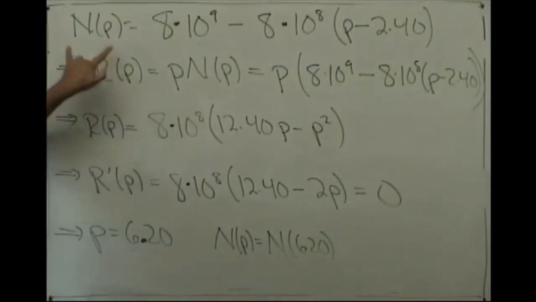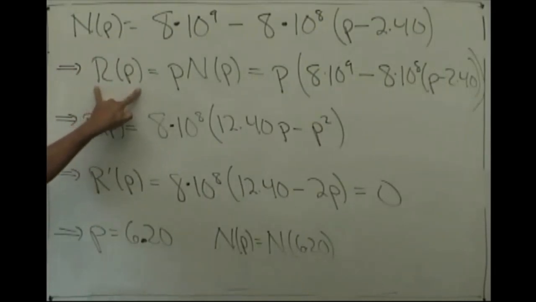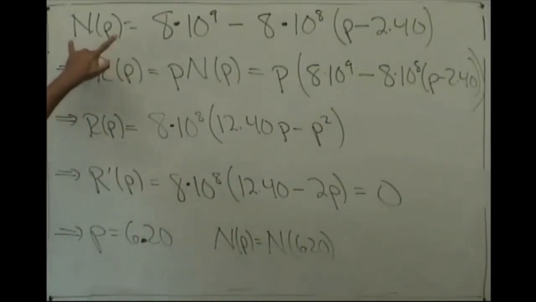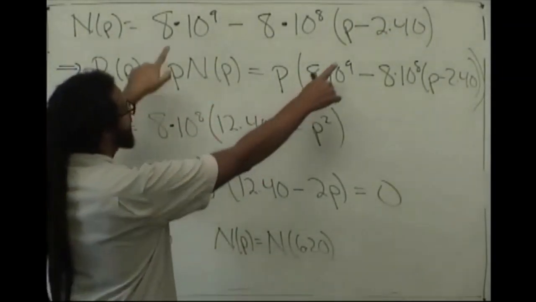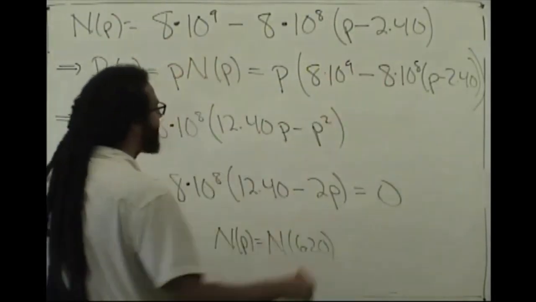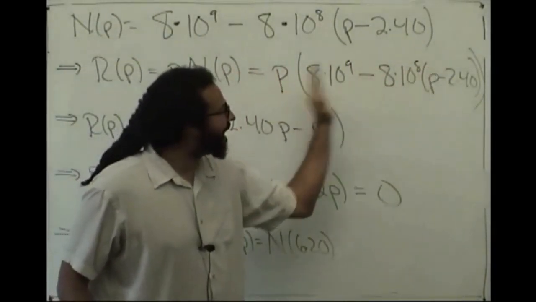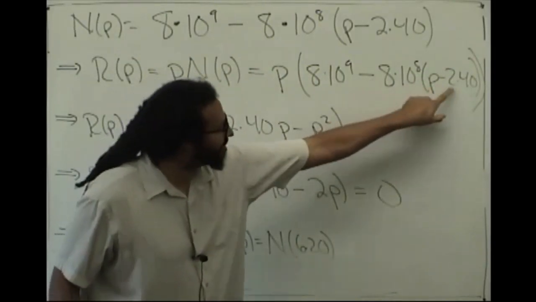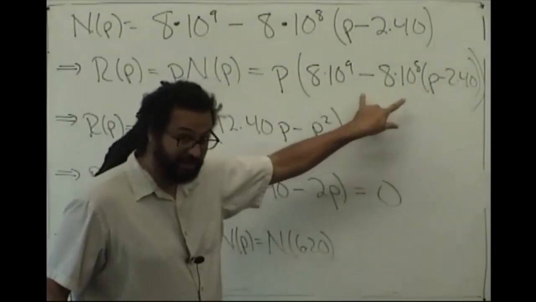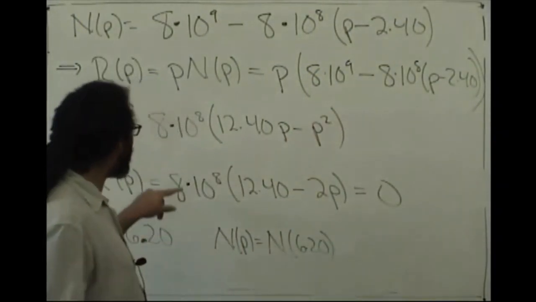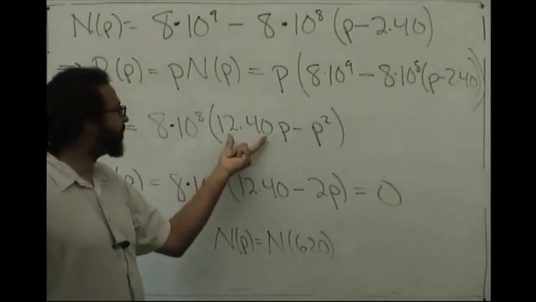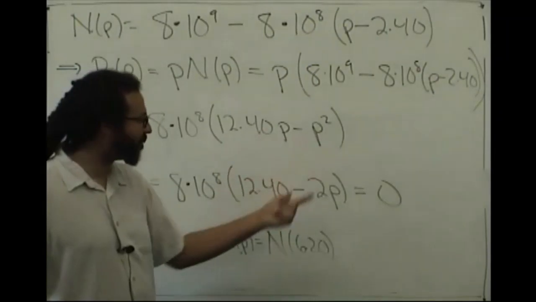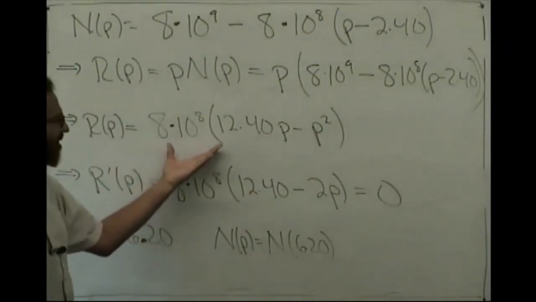So now remember, if this is the number of bushels that we get for a price P, then the revenue we will get for a price P is the price times the number of bushels. So P times N of P. So I just take P and multiply it by this expression up above here. And so when I simplify all of this, be careful, right, negative times a negative is a positive. Make sure you don't forget to distribute the negative sign properly. So when I work all this out, I get 8 times 10 to the 8th times the quantity 12.40 P minus P squared.